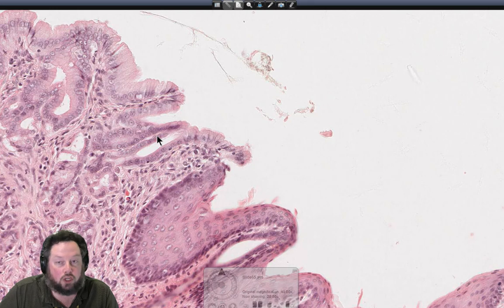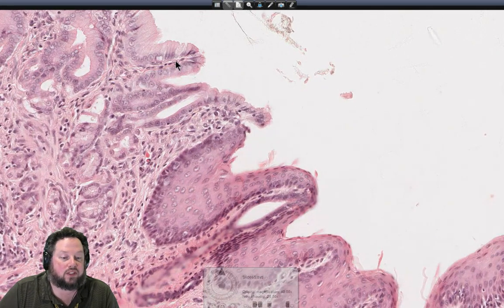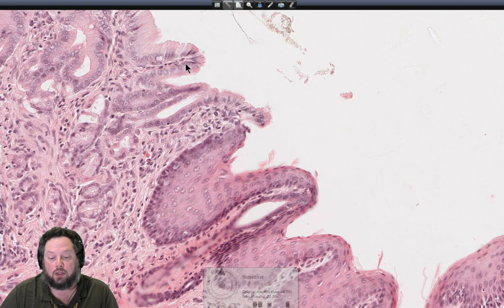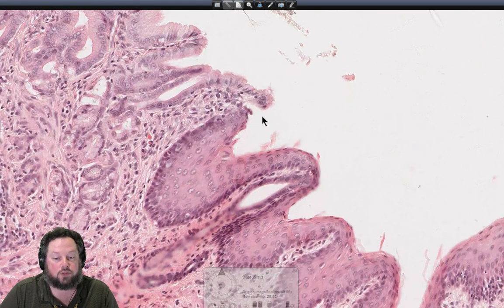They're not goblet cells. We'll see goblet cells in the gastrointestinal tract, but we won't actually see them until we reach the intestines. So the stomach does produce lots of mucus. It just doesn't come from goblet cells like we'll see a bit later. So one of the sites of the mucus is these surface mucus cells.